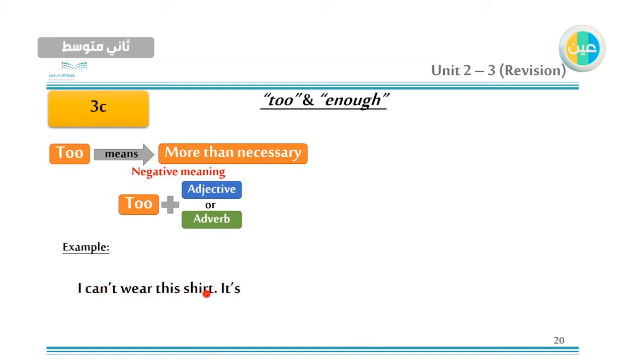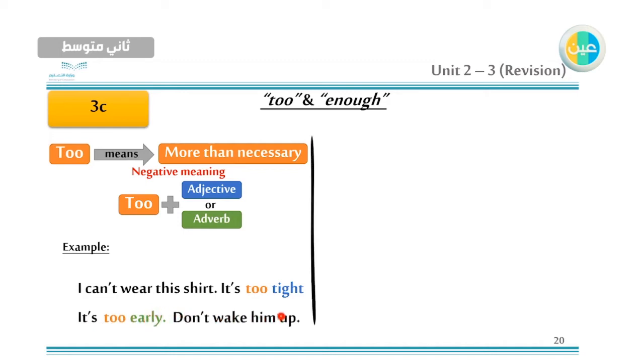I can't wear this shirt. It's too tight. Okay. The adjective is tight. And too tight means that he cannot get his head through the opening of the t-shirt. That's how tight it is. So it's too tight. Another example. It's too early. So this is an adverb. It's too early. Don't wake him up. Okay, so he's supposed to wake up at, let's say, 7 a.m. Too early is like 4 a.m. It's too early.